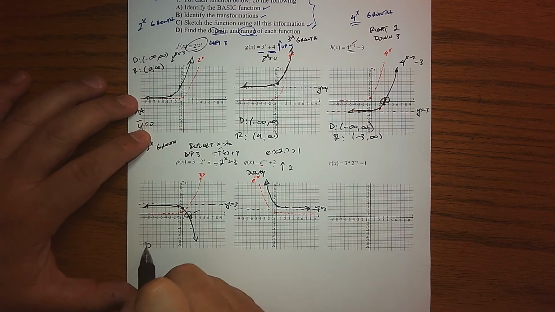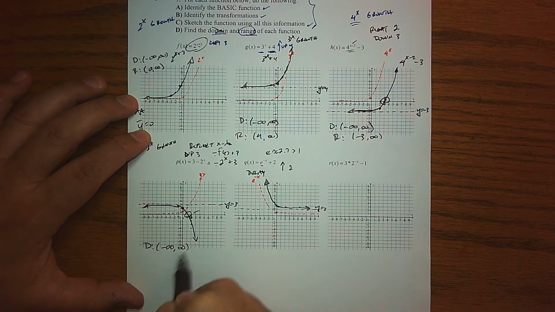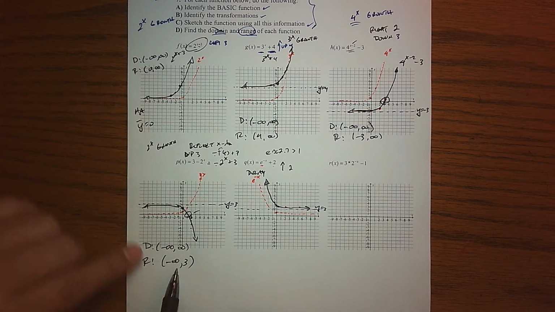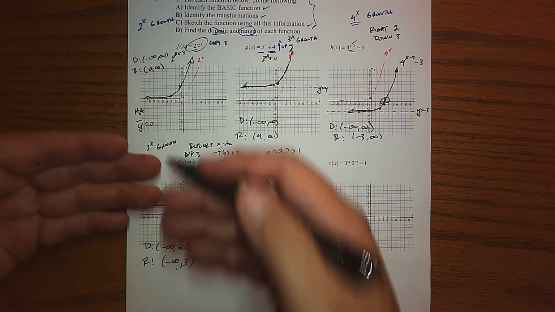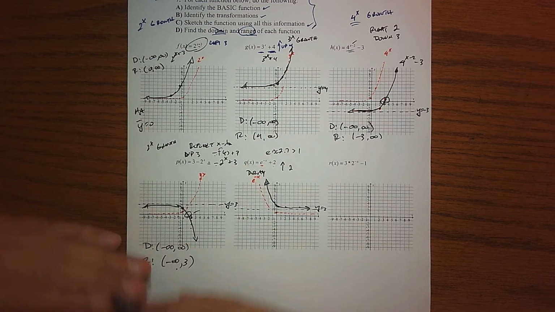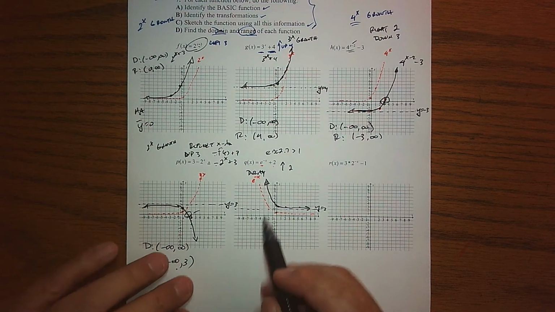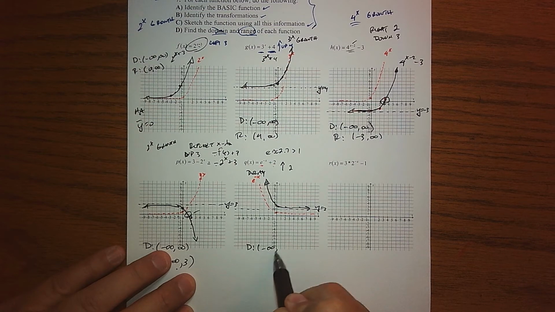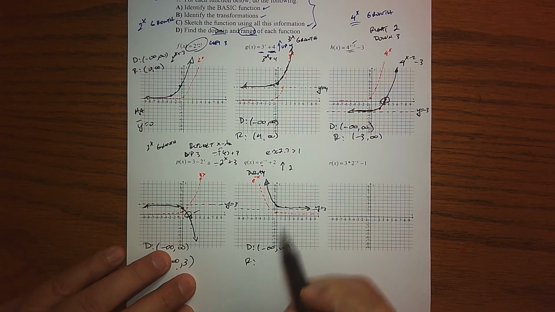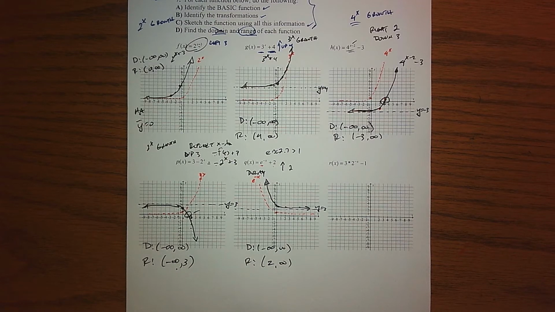By the way, I think I forgot to answer, the domain again is everything, and in this case the range is from negative infinity to positive 3, right? Because of the fact that the negative f of x created a flip-flop over the x-axis. Here the domain is still everything, right? And the range is from 2 to infinity, right? So there's a quick sketch.